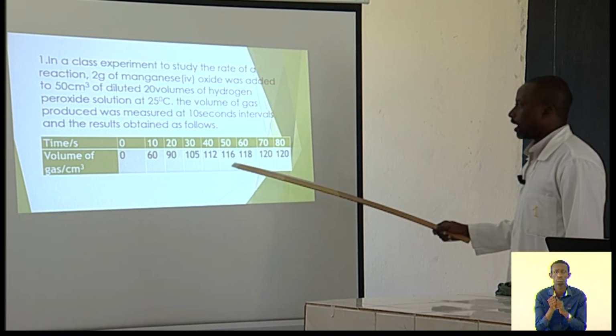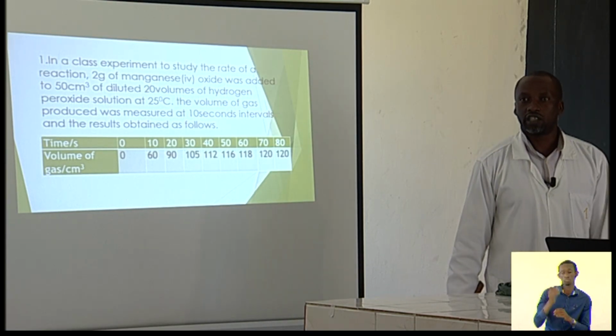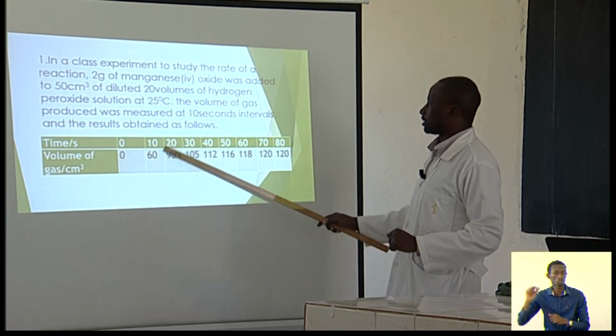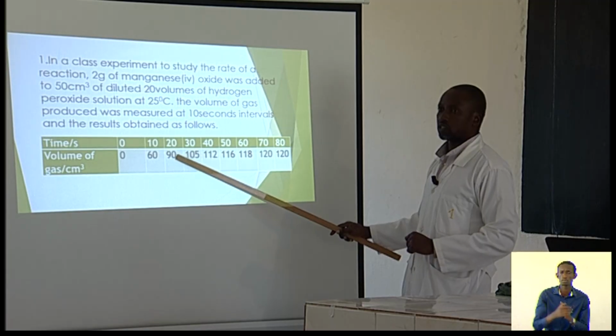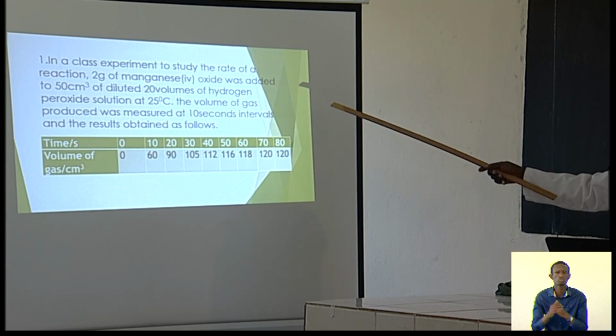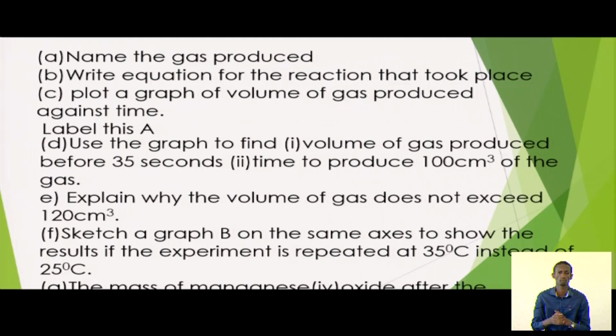So the results are here. We have the time, 0, 10, 20, 30, up to 80, in intervals of 10, and the volume of the gas produced. Of course, at 0, before you start the experiment, the volume of the gas is 0 as well. At 10, 60, and at 20 seconds, this was 90. Those are the volumes of the gas. Which gas? The gas produced in the reaction. That is the first question: name the gas produced.